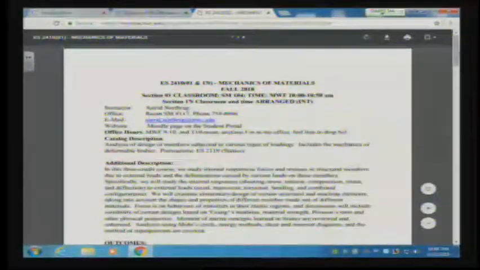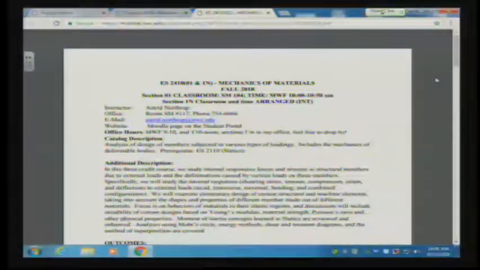So getting down to the nuts and bolts of this class, we have 2 sections, ES 2410 section 01 and 1N, which are the physical page and the cyber page. One is here in class, and 1N is the cyber page. And the class is Mechanics of Materials. If you're in the physical section, we will always meet in this classroom Monday, Wednesday, Friday at 10 o'clock. And all of those lectures will be available on our Moodle page. So for the internet section 1N, although you won't be meeting with us, you'll have access to the same lectures that the in-class students have.